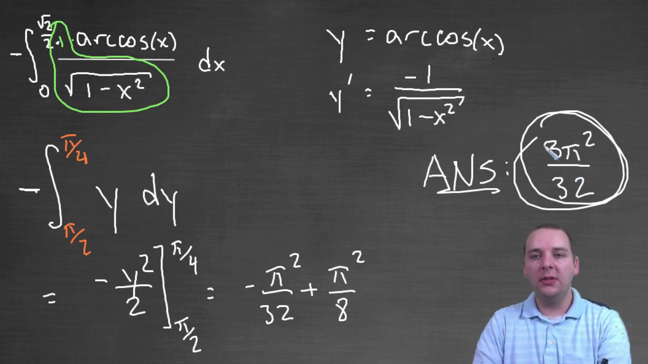Now what is 3 pi squared over 32? That would be the area under this curve, right? As definite integrals always are. This is the amount of area under this curve here from 0 to root 2 over 2.